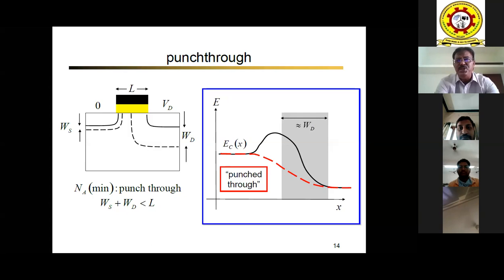Punch through is where a highly mobile carrier punches through the barrier. It doesn't actually wait for the gate applied voltage to gain energy and then cross the barrier. It already has high energy because of the lateral field, and it punches through the barrier. Thereby you have an additional amount of carriers reaching the drain region. That is the punch through concept. It punches through the barrier because of the excess lateral fields.